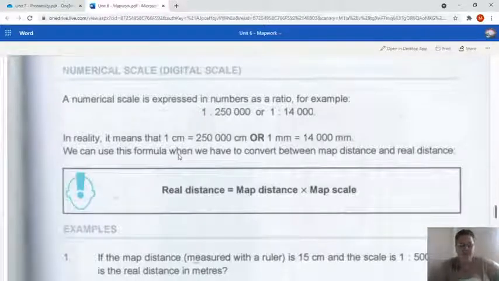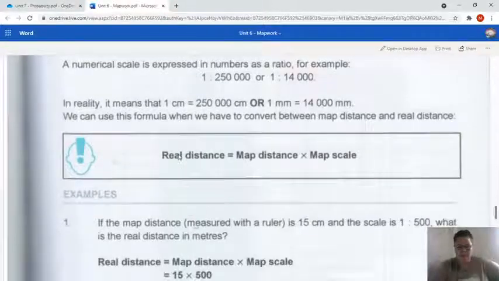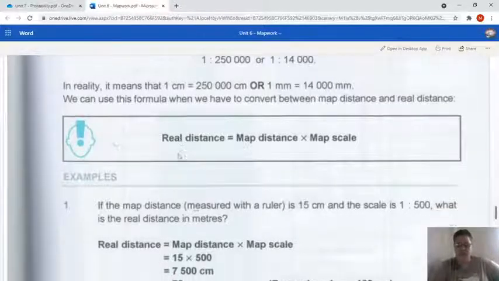A numerical scale is expressed in numbers as a ratio. For example, 1 to 250,000 or 1 to 14,000. In reality, it means that 1 centimeter equals to 250,000 centimeters, or 1 millimeter equals to 14,000 millimeters. We can use this formula when we have to convert map distance to real distances.